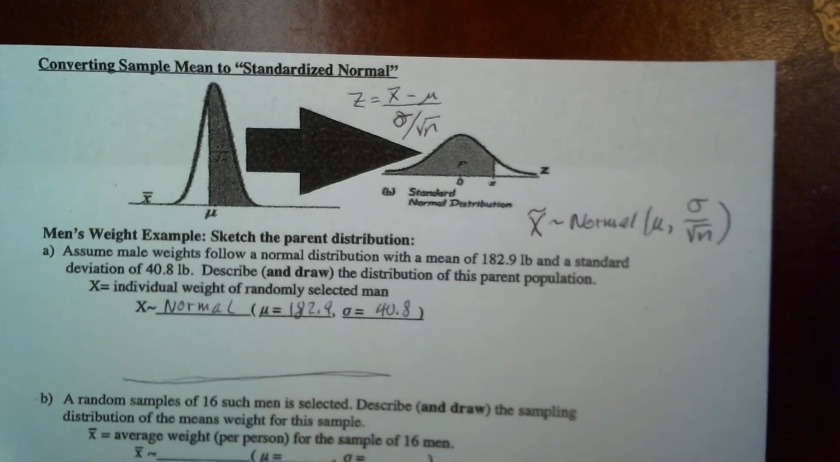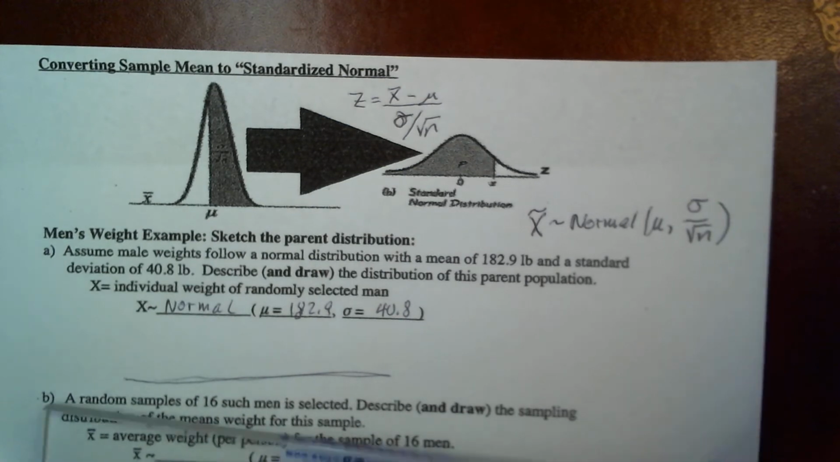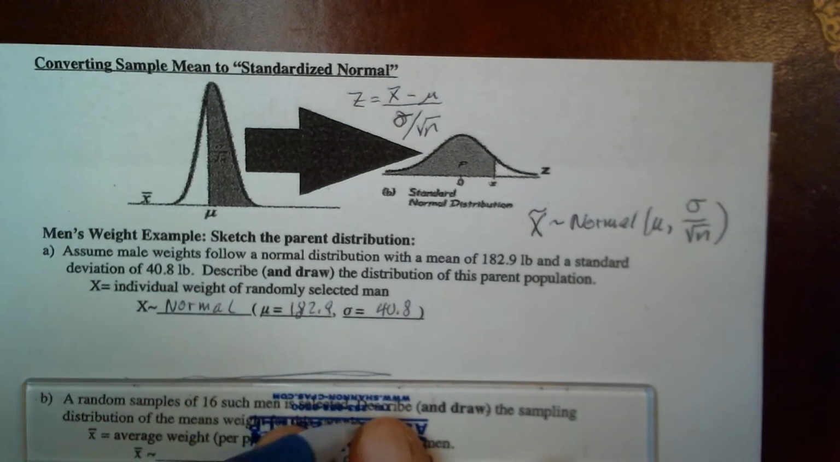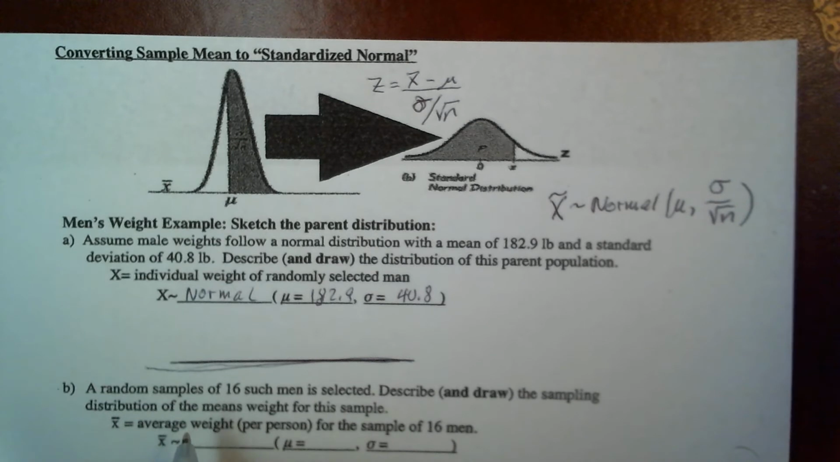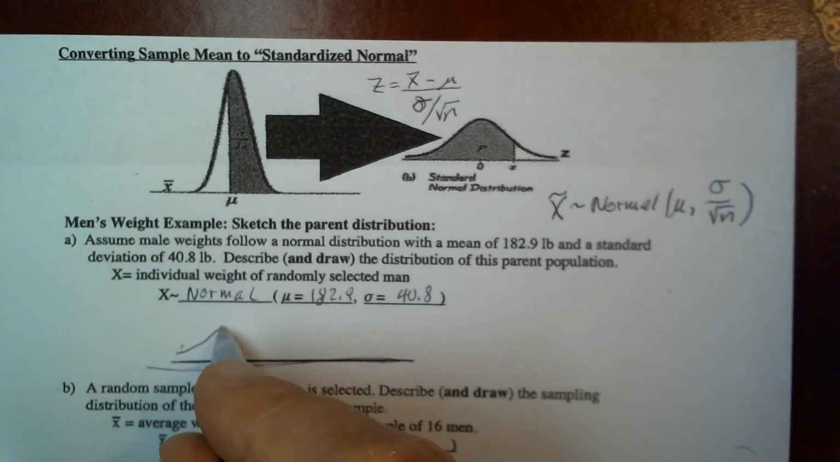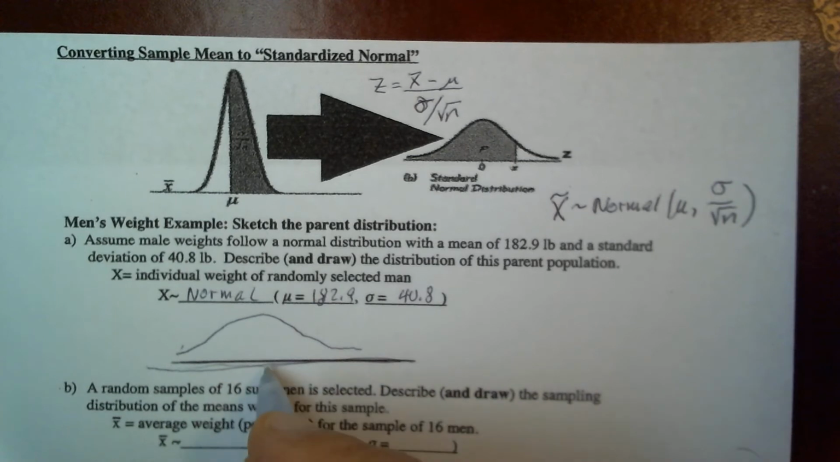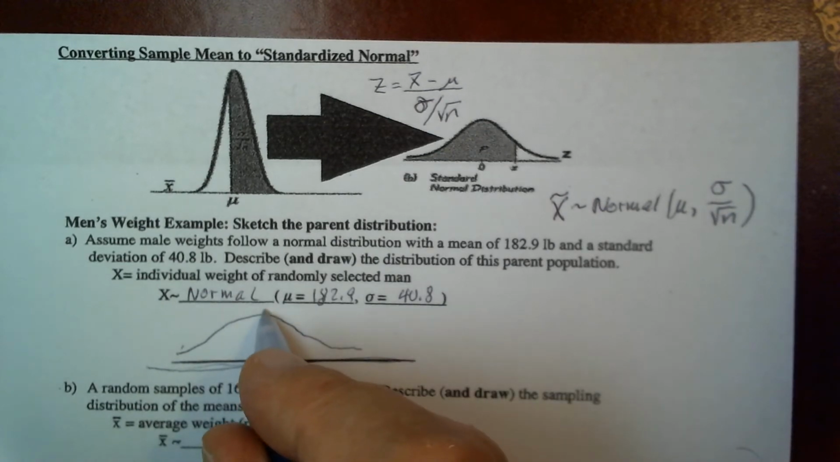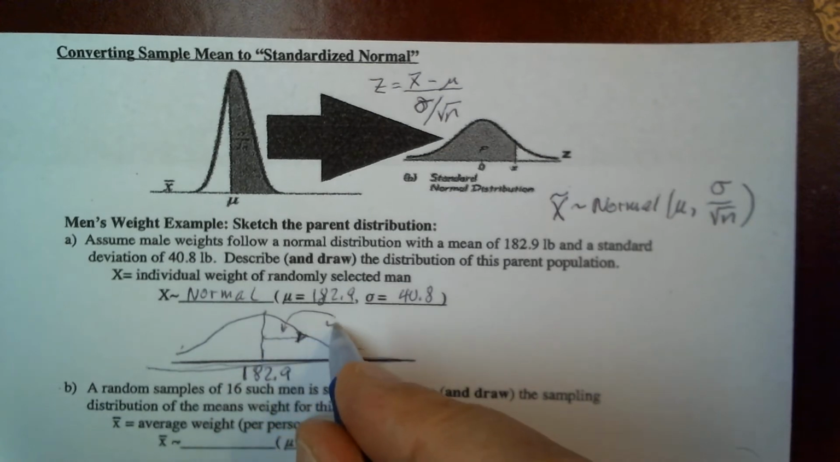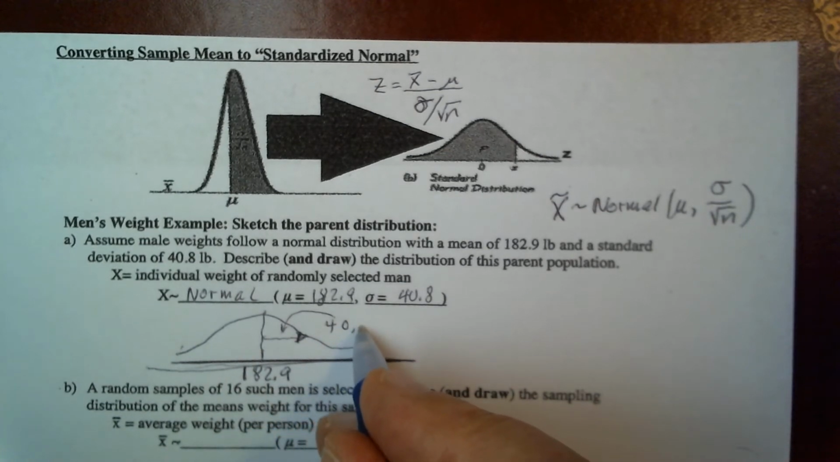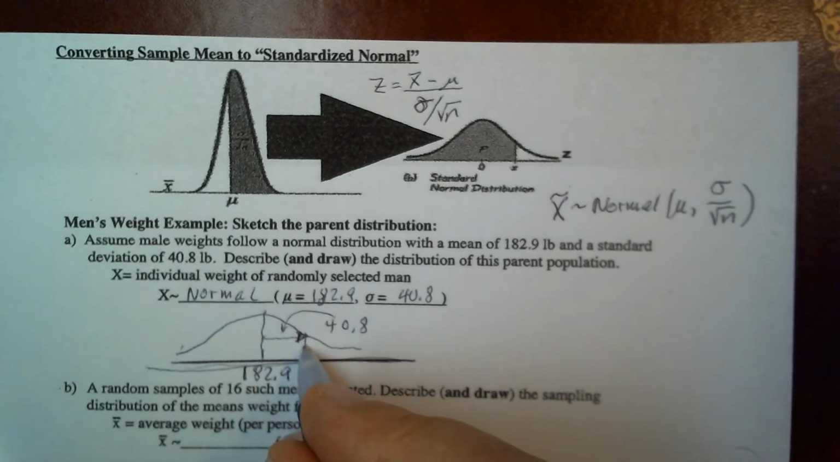So here is our horizontal line. Let me make it a straight line for you. And here's our distribution. With a mean of 182.9 and the standard deviation, and that's equal to 40.8. Okay? So one standard deviation.